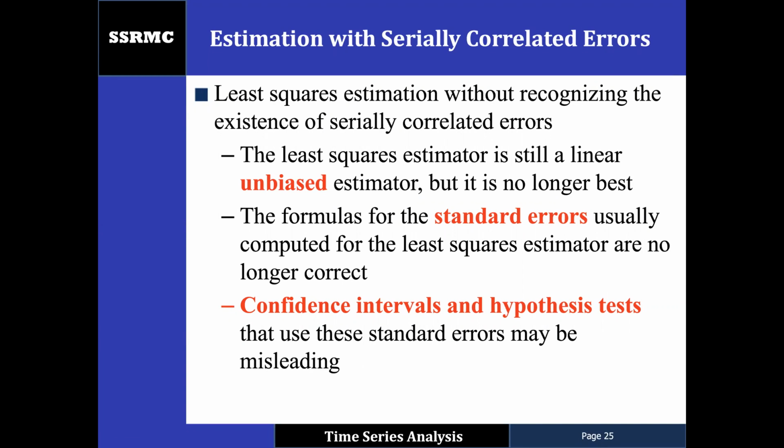After we run a regression model, we need to check whether the residuals are autocorrelated. If the answer is yes, we have an issue. The least squares estimator is still a linear unbiased estimator, which means on average it is still accurate. However, it is no longer best, which means the standard deviation is not the smallest. In other words, the OLS estimations are not the most precise ones.